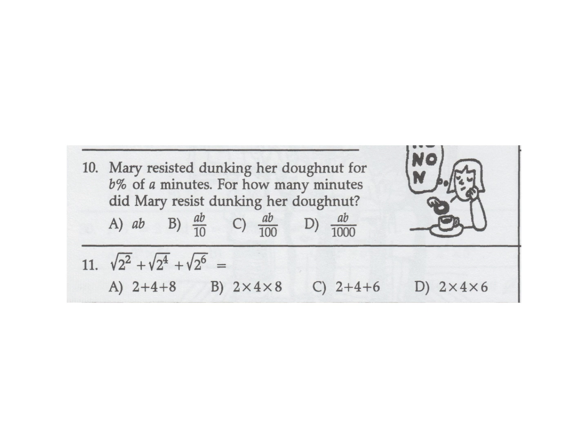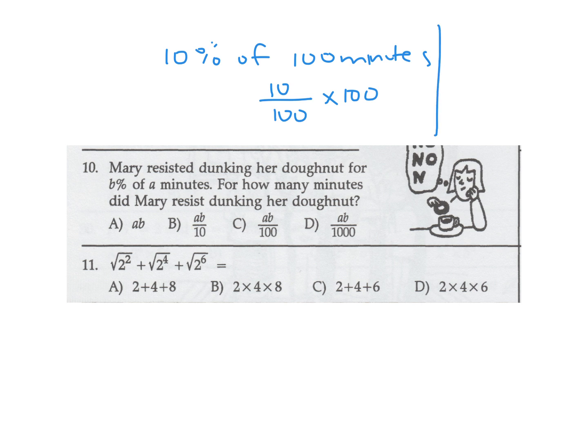Mary resisted dunking her donut for B% of A minutes. For how many minutes did Mary resist dunking her donut? So let's just use an example: 10% of 100 minutes, because it makes it easier if there are numbers involved. So that would be 10 over 100 times 100. That would be the calculation. So in a very similar way, if you're using letters, it would be B over 100 times A. And of the answer choices, I believe the one that is equal to that is C.